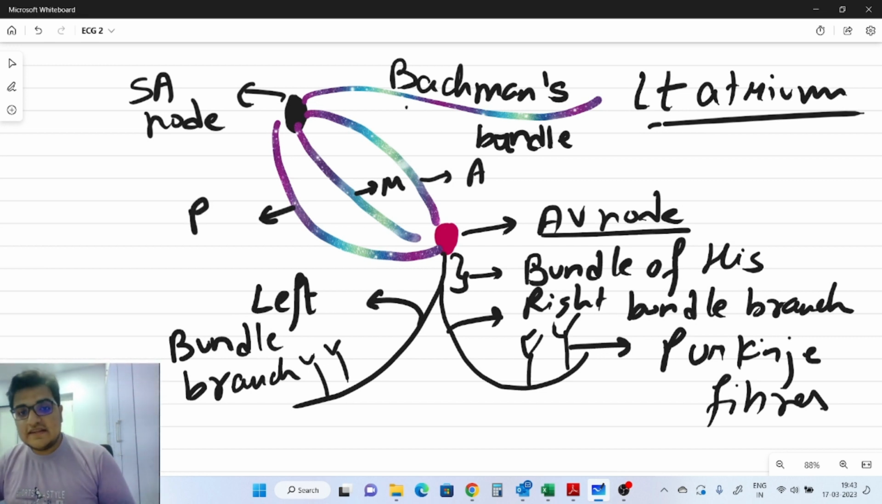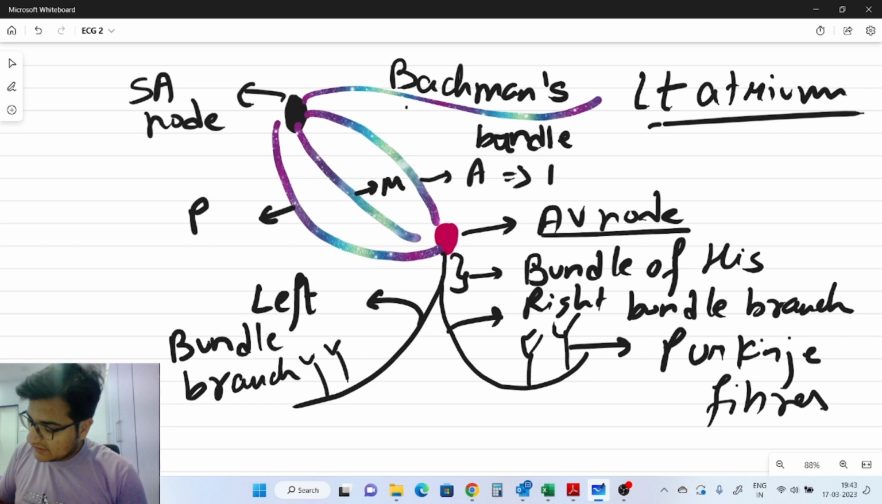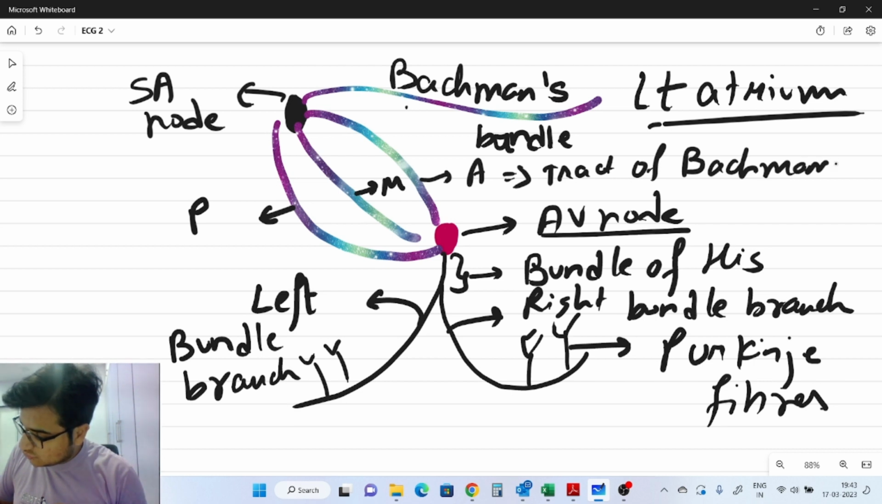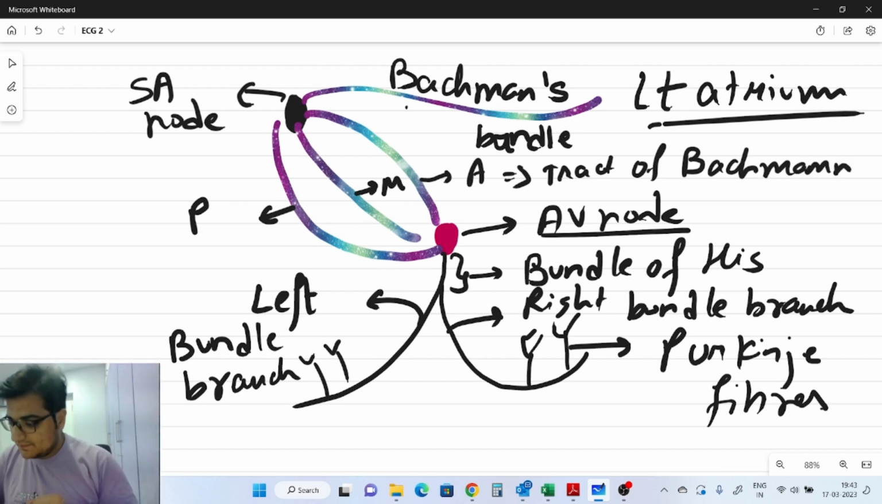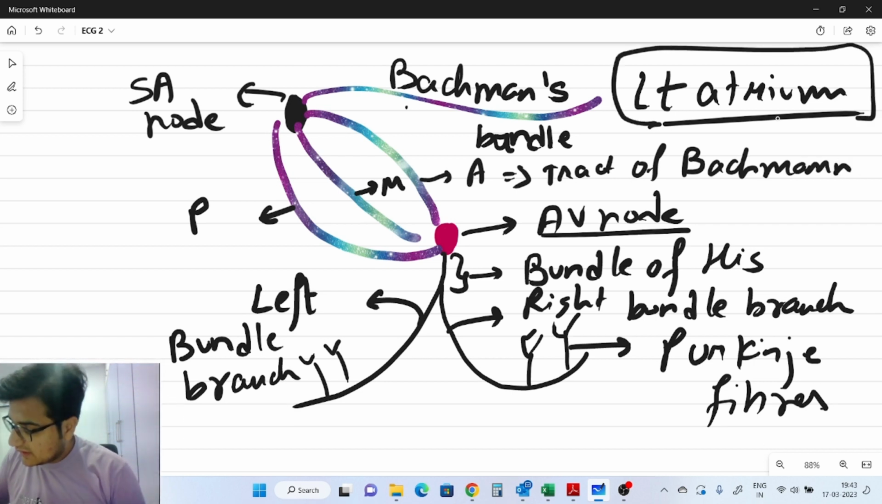Okay, so the anterior tract is called the tract of Bachmann. Okay, please note that this is the Bachmann's bundle, the left atrium one. But from SA node to AV node, the anterior tract is called the tract of Bachmann.